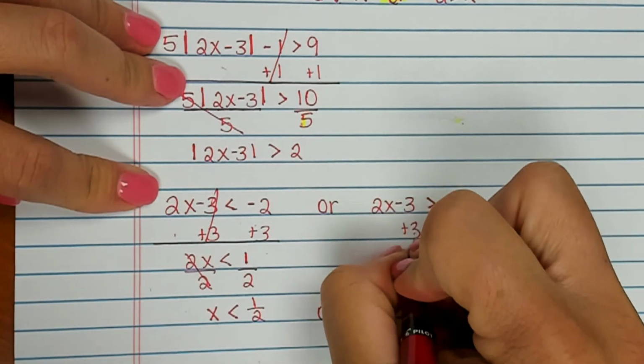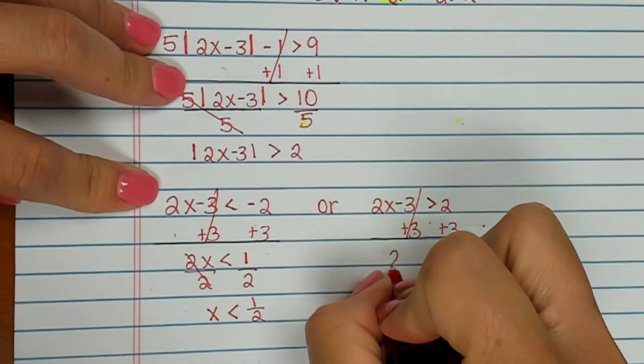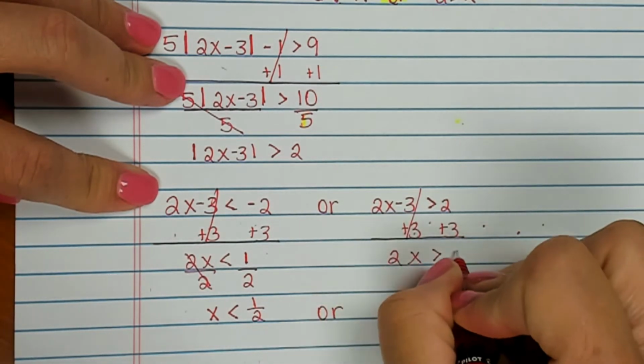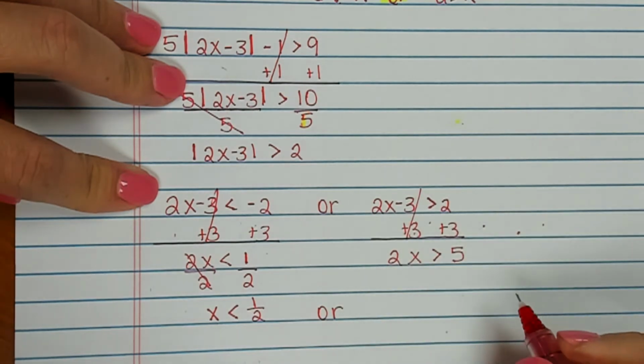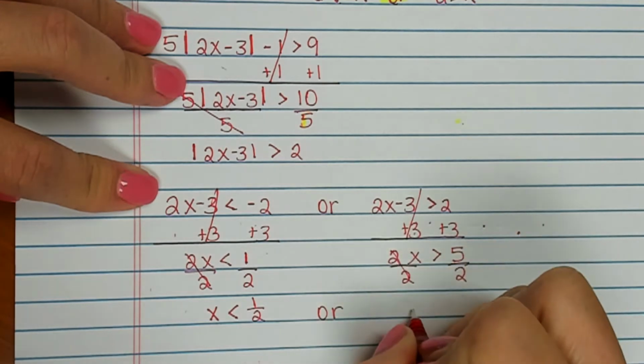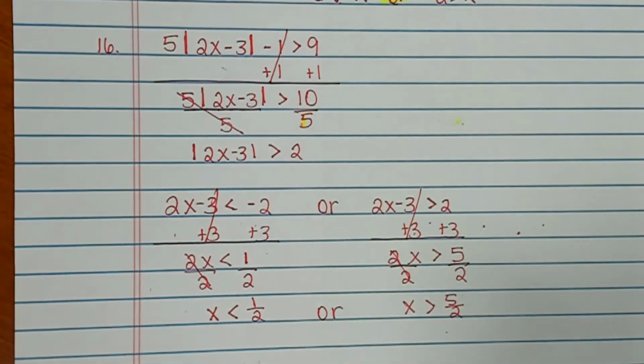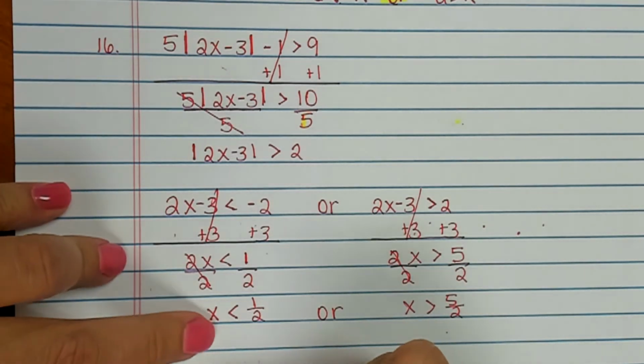We're going to do the same thing over here on this side. I am going to add 3 to both sides. That will leave me with 2x is greater than 5. Then we will divide both sides by 2. That leaves me with x is greater than 5/2.